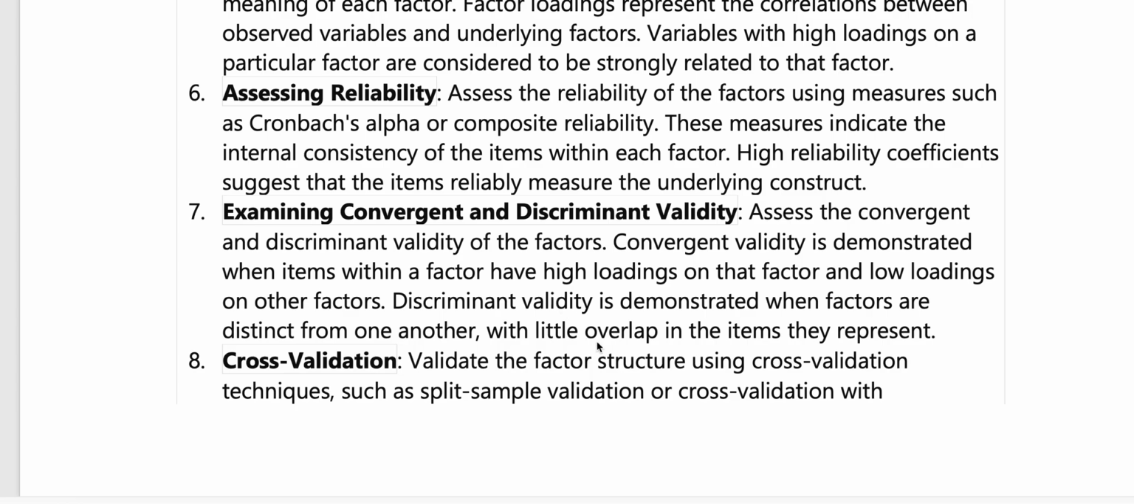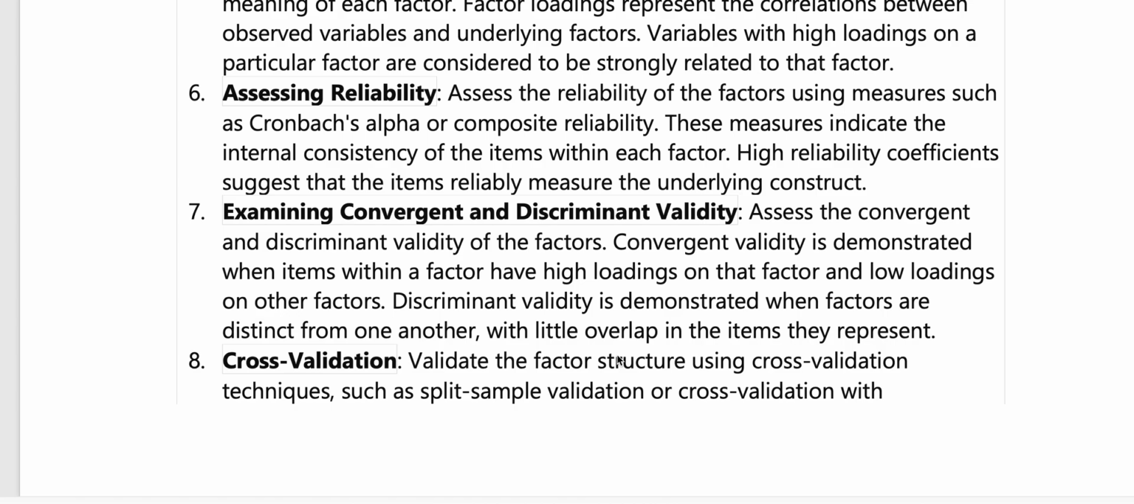Examine the convergent and discriminant validity. Assess the convergent and discriminant validity of the factors. Convergent validity is demonstrated when items within a factor have high loadings on that factor and low loadings on the other factors. Discriminant validity is demonstrated when factors are distinct from one another, with little overlap in the items they represent.